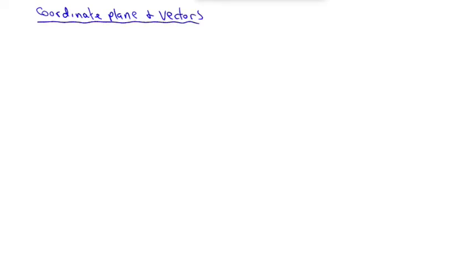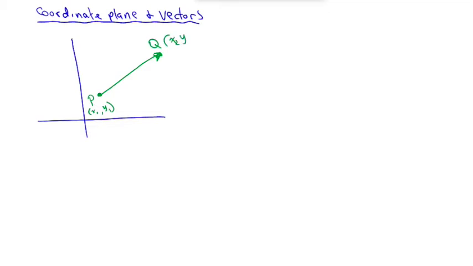Coordinate planes and vectors. In a coordinate plane, a vector can start anywhere and end anywhere, so basically between any two points. If I choose this point to be the start, I'm going to call it P. And this point over here, the end, I'll call it Q. I want my vector going from P, ending at Q. Now P, of course, has coordinates x1, y1, and Q has coordinates x2, y2. I can put those in.